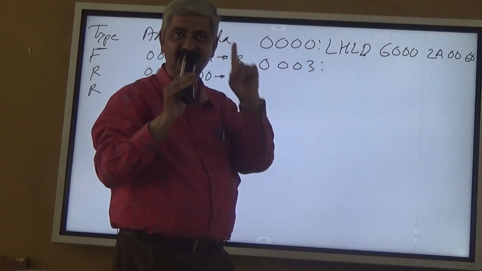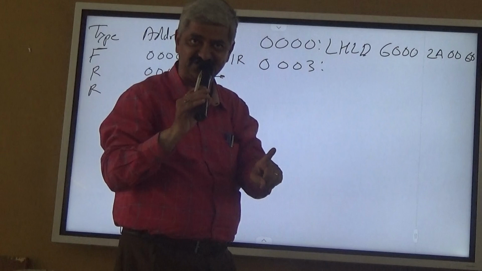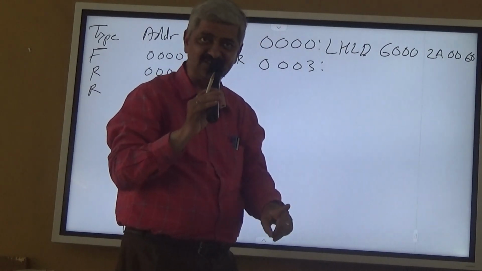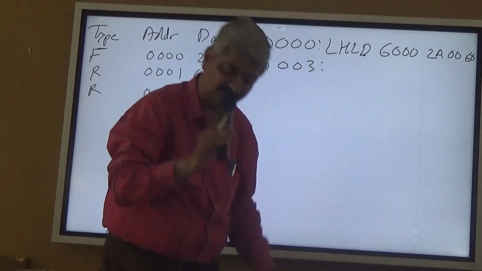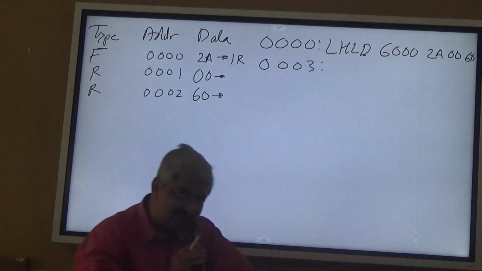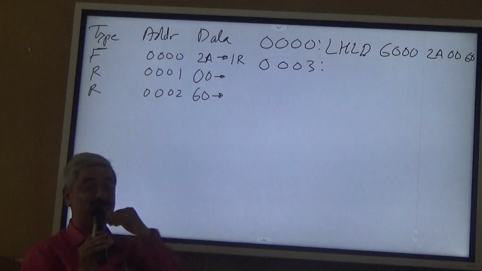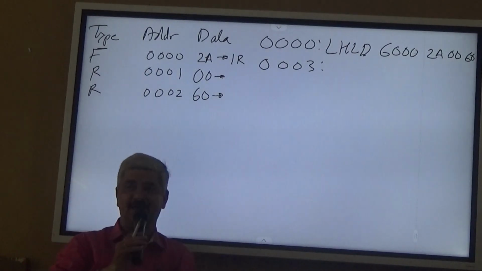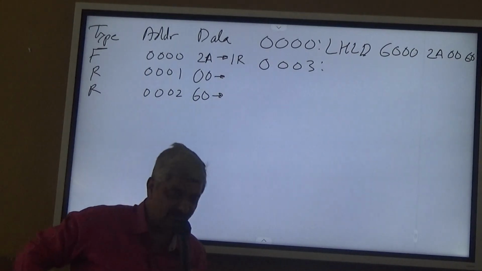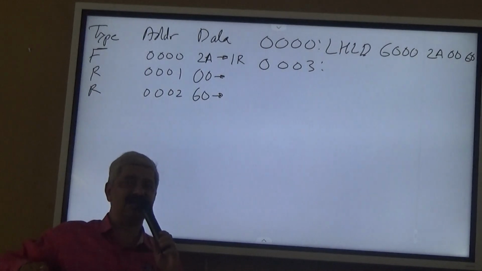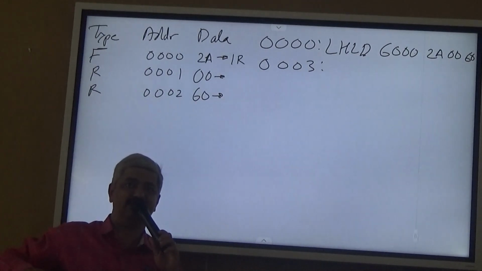LHLD 6000 is a 3 byte instruction. First byte of code fetch, next 2 bytes memory read. Now I will repeat the sentences, assuming that since you are used to 8085, the answer must emerge from you. Load H and L pair directly from the memory address 6000.